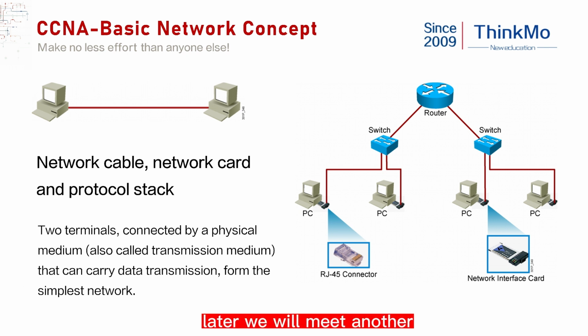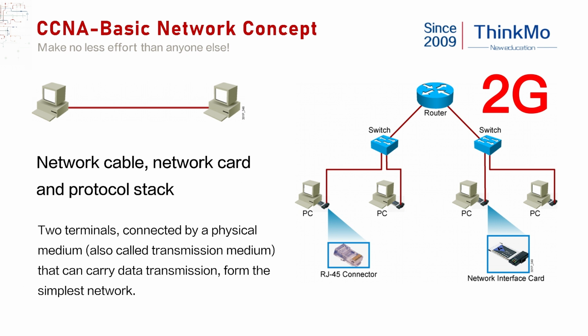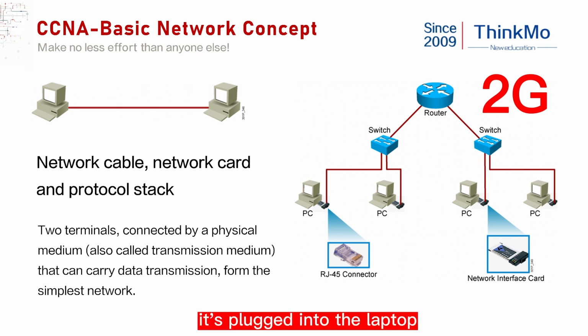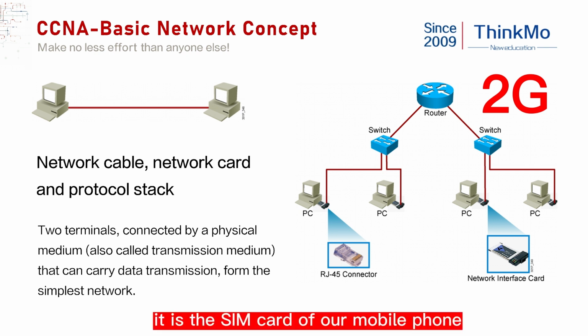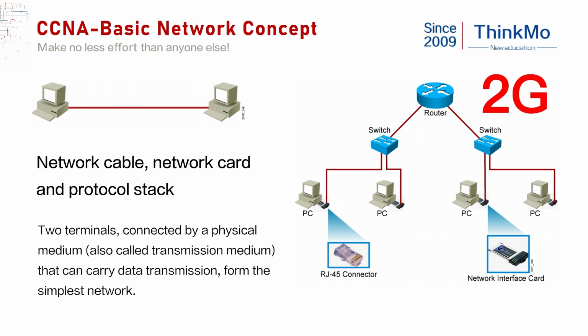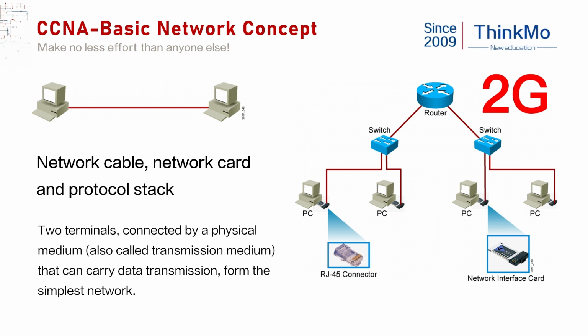Later we will meet another. Let's say in the lower left corner, have you seen this thing? Have you heard of 2G? In the early days, on a very old notebook, we would insert cards like this. In fact, it is our SIM card. In the earliest days it was plugged into the laptop, as if I had a wireless network. It is the SIM card of our mobile phone. At that time, the mobile phone signal was still 2G signal. It does not refer to bandwidth; we mean signal 2G, 3G, 4G. Like we have 5G now.